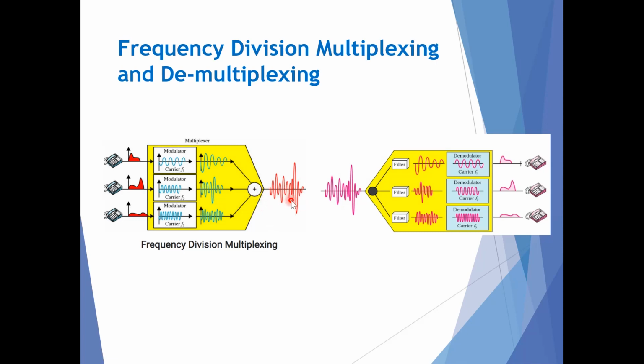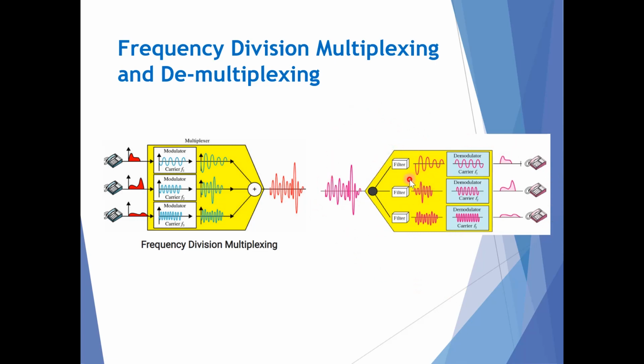This composite signal at the output of a mixer is transmitted over a communication channel, and the signal can be used to modulate a radio transmitter if the FDM signal is to be transmitted through air. Now, we'll see about frequency division demultiplexing.